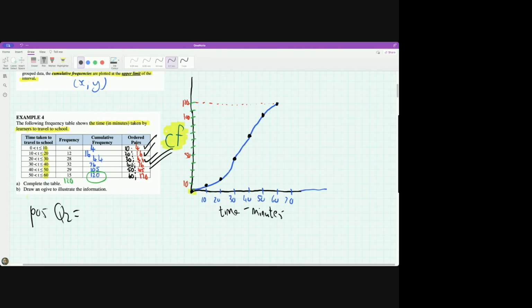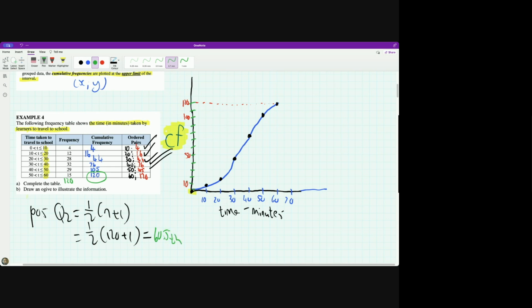The wisdom is flowing. It's just going to be a half times n plus 1. Now, what is n? Well, n is 120. So what is the position, not the value, what's the position of my median? I think it is 60.5.